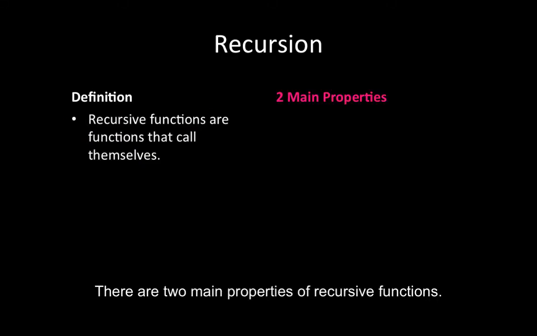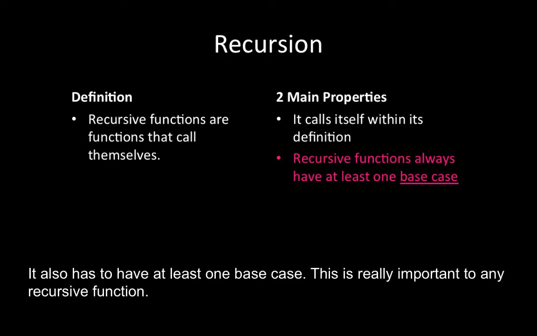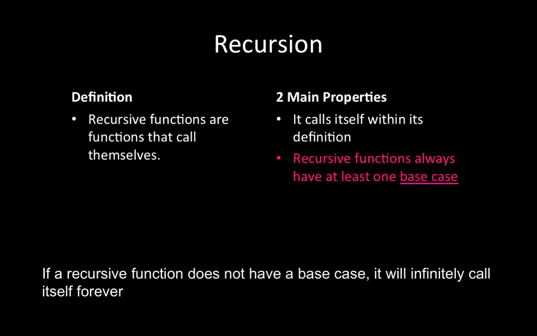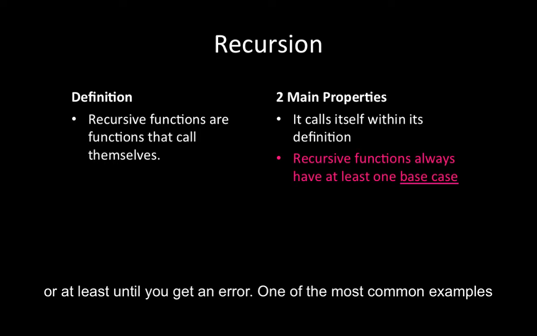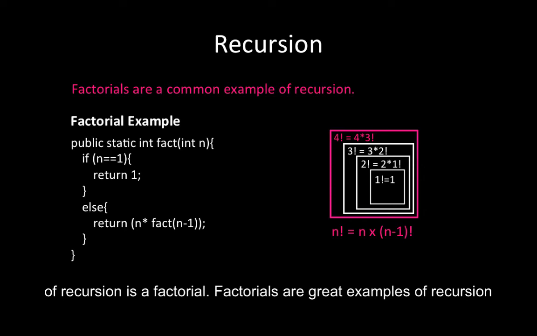There are two main properties of recursive functions, one of which is pretty self-explanatory. It does have to call itself within its definition. It also has to have at least one base case. This is really important to any recursive function. If a recursive function does not have a base case, it will infinitely call itself forever, or at least until you get an error.